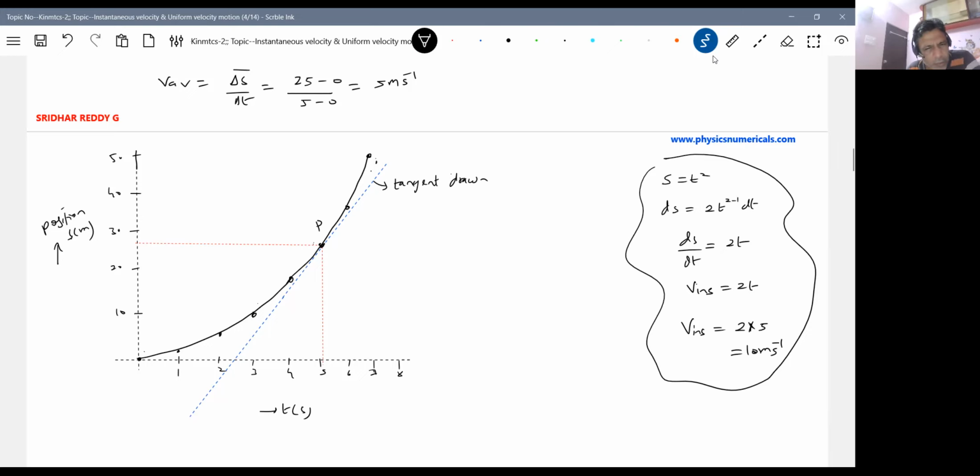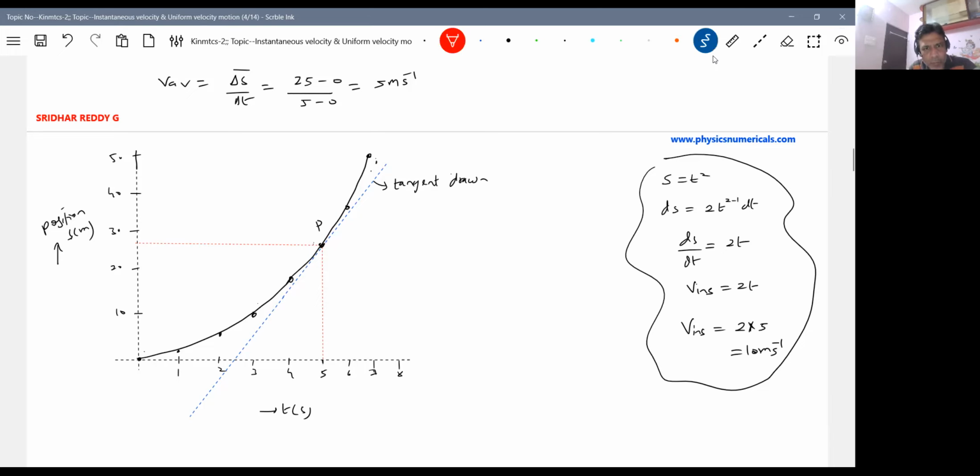So now you can ask questions. Why you are drawing tangent? Why you are drawing tangent at 5? Because at t equal 5 seconds, I should calculate instantaneous velocity. So corresponding to t equal to 5 seconds, you locate a point on a curve. So there you draw a tangent. Then the slope of tangent should be the instantaneous velocity.